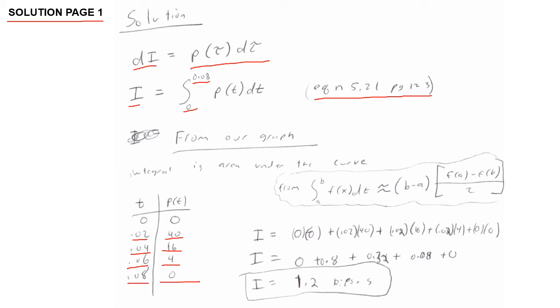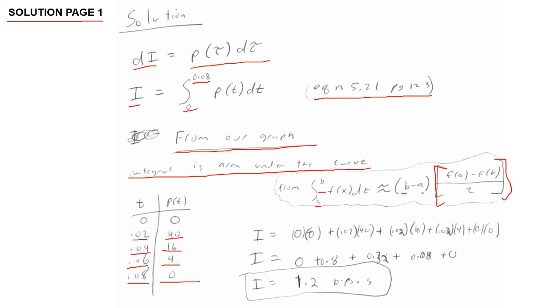Now what we realize from our graph here is that an integral is simply the area under a curve. We can recall this back from pre-calculus. So the area under a curve we have here, the general form from the integral of a to b of f dt is approximately equal to b minus a, for our limits of integration right there, times f of a minus f of b over 2.